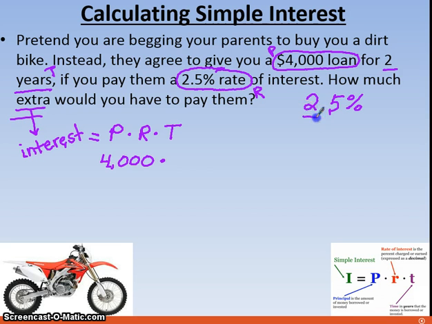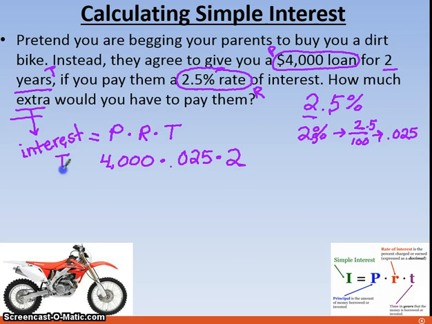But think about, what if it was just 2%? What would that look like? Well, that's 2 out of 100, or 0.02. So if it's 2.5%, that's 2.5 out of 100, or 0.025. Treat it as a whole number and put the decimal after. So instead of writing R, we're going to write 0.025 times our T, which stands for time. Our time that we're borrowing in this case is for 2 years. So I'll put a 2 there.